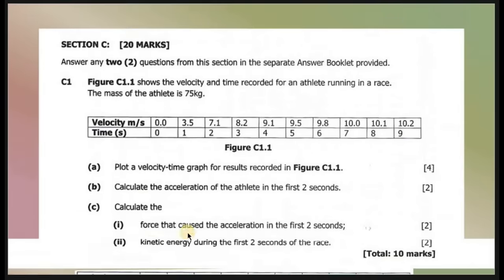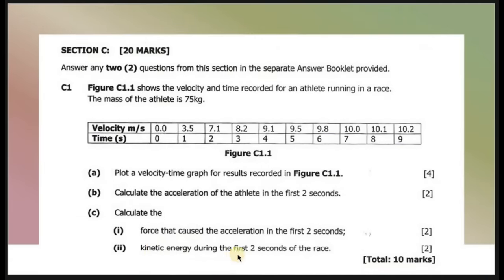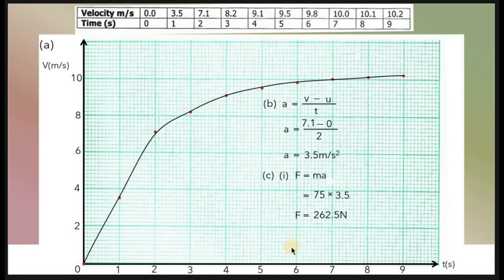Then you calculate the kinetic energy during the first 2 seconds of the race. Kinetic energy is equal to half times mass times velocity squared. The kinetic energy you are finding is within this speed here. So kinetic energy is half, mass was 75, times velocity was 7.1 squared. When you evaluate this, kinetic energy will be equal to 1890.4 joules. So we are done with this question.